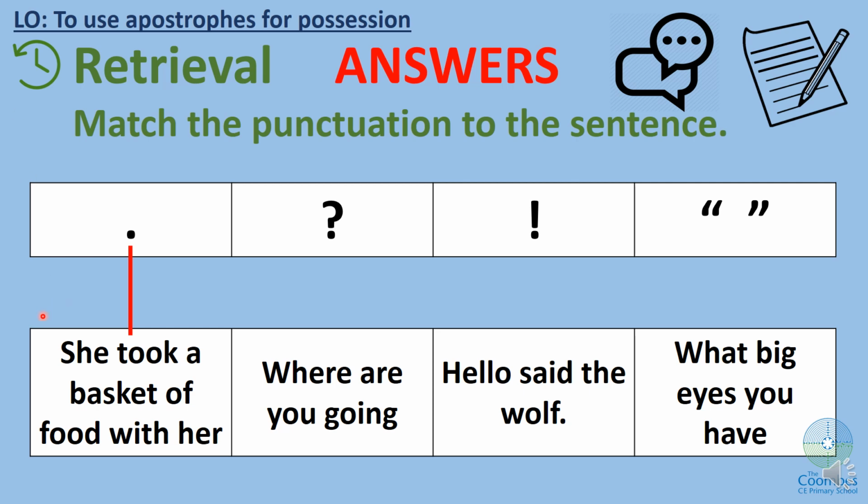The first sentence, make sure you've got a full stop with that one. So the full stop goes to, she took a basket of food with her. Full stop at the end. The question mark belongs to, where are you going? Question mark at the end. It is a question sentence. The exclamation mark goes to, what big eyes you have. And the word what at the beginning is a clue. Lots of exclamation sentences start with what.